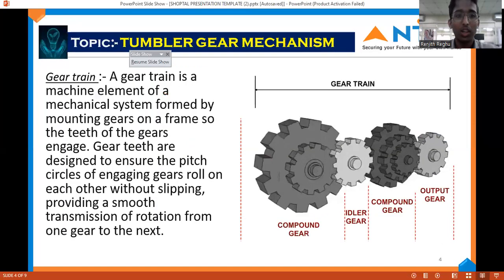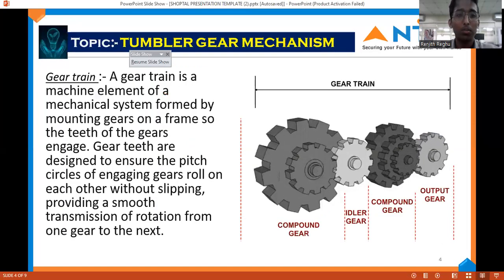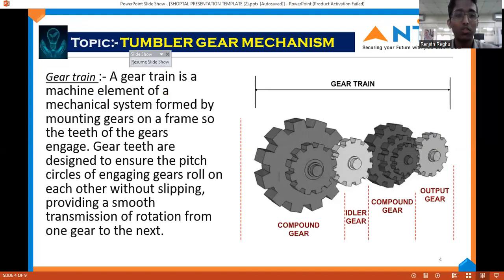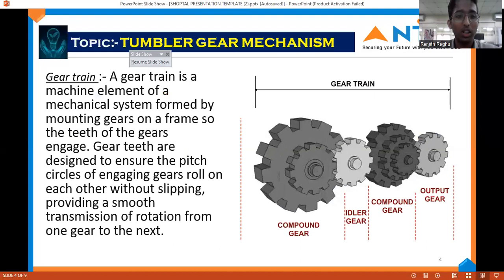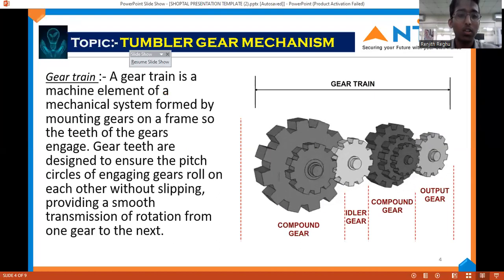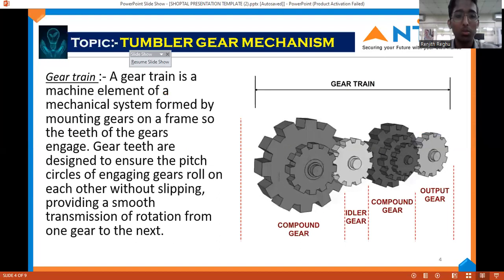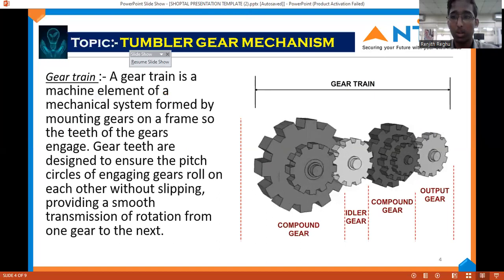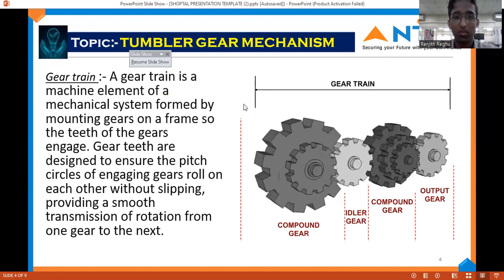Here you can see the gear train. The gear train is a machine element of a mechanical system formed by mounting gears on a frame so the teeth of the gears engage. Gear teeth are designed to ensure the pitch circles of engaging gears roll on each other without slipping, providing a smooth transmission of rotation from one gear to the next. Here you can see the gear trains which are mounted one on the other.